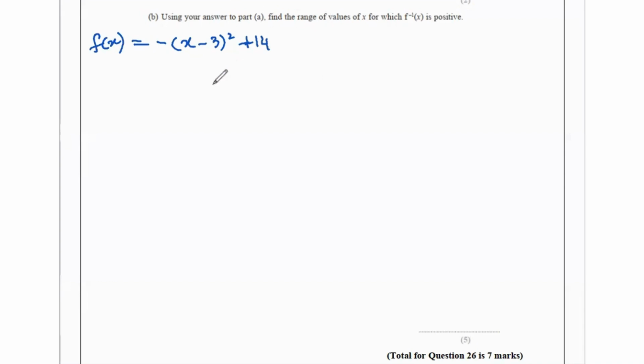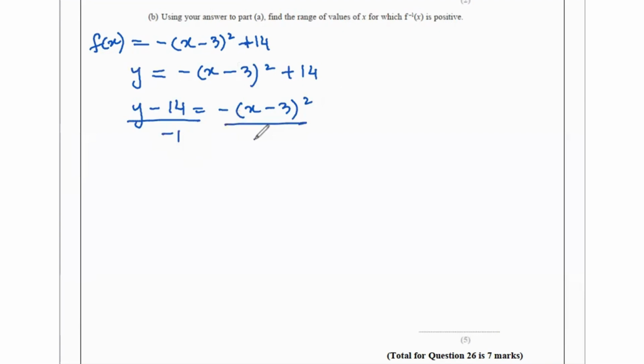To find the inverse, we first replace f of x with y. So y equals negative (x minus 3) whole squared plus 14. Right now, y is the subject. We have to make x the subject of the equation. So let's move 14 to the other side. y minus 14 equals negative (x minus 3) whole squared.